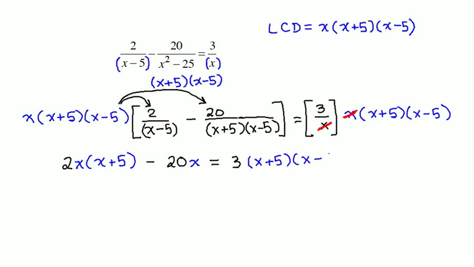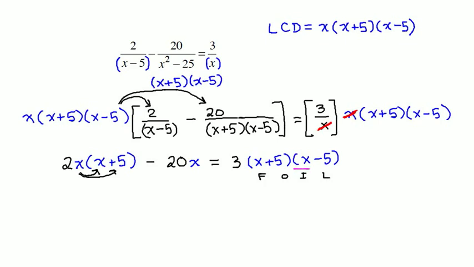So the clearing fractions, or the clearing denominators step, is really just a process of getting rid of all the denominators and seeing what we have remaining. We're going to need to multiply this out before we really know for sure what kind of equation this is. Sometimes these turn out to be linear, and this we would multiply out using FOIL. Sometimes these turn out to be linear, sometimes they turn out to be polynomial.